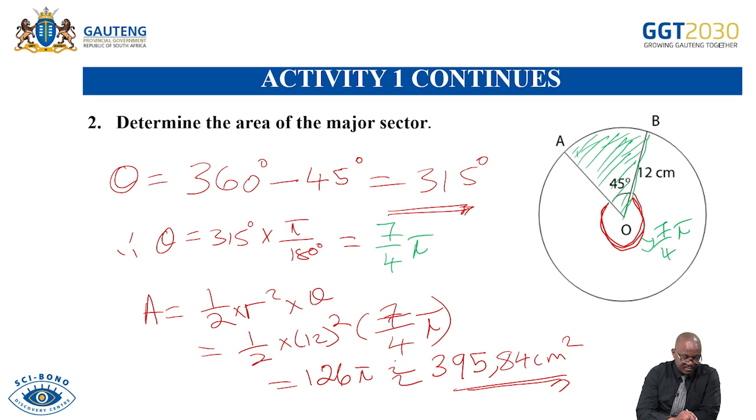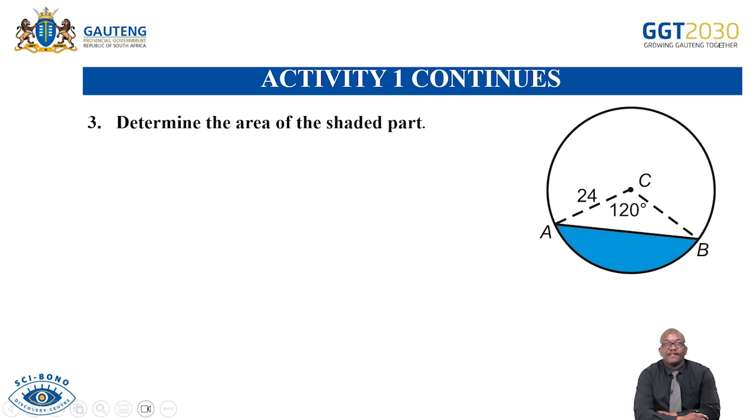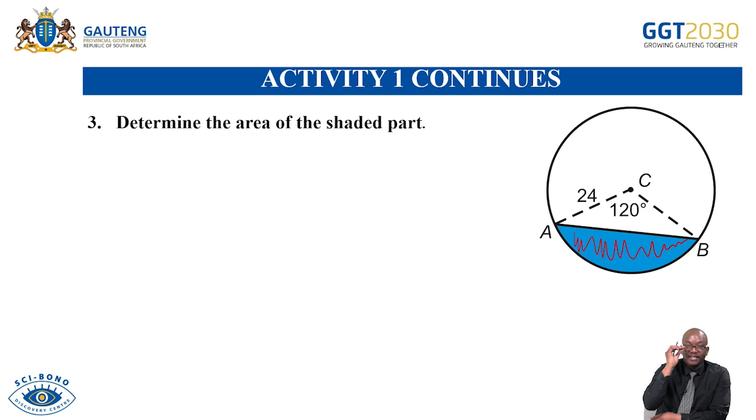Now, moving forward, we're looking at activity 1, number 3, where we have to determine the area of the shaded part. In this case, you can see that the shaded part is that blue part there. That shaded part, we call it a segment. In determining the area of a segment, remember we need two things: the area of a sector, and the area of triangle ABC.